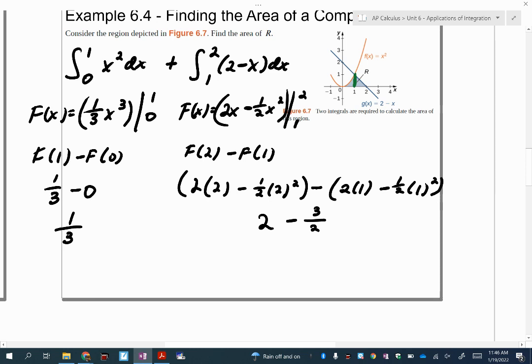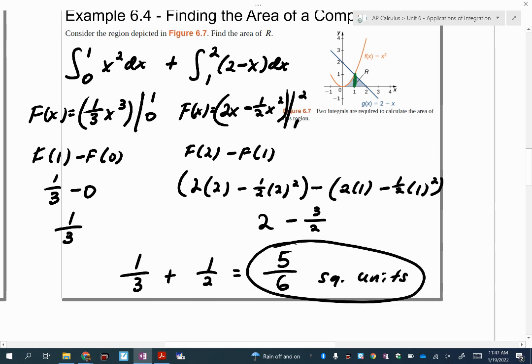Okay, so when I subtract that, I'm going to have 4/2 minus 3/2, which is 1/2. So it ends up giving me 1/3 plus 1/2, which is going to be, let's see, 2/6 plus 3/6, which is 5/6 squared units.